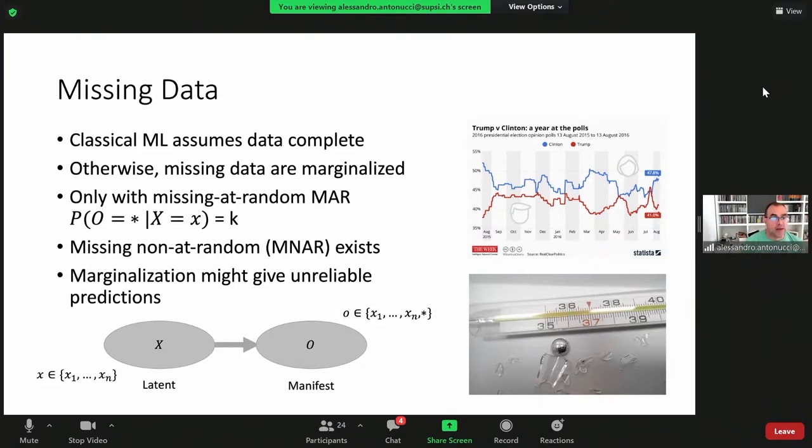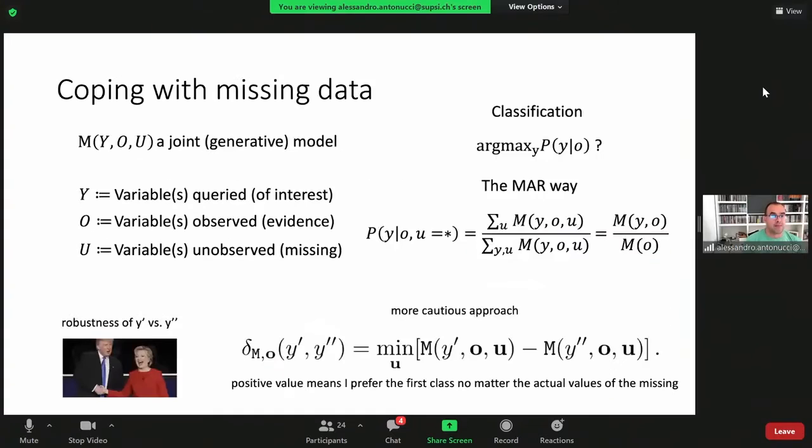So there is missing not at random data. Just some notation. I assume that my joint model is over three different sets of variables. Let's say Y is the query variable, O are the observations, and U are the variables we don't observe.